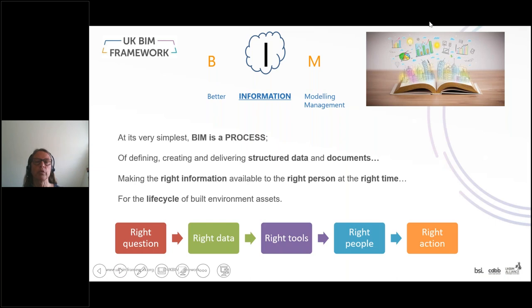I think what we want to do first of all is just to reflect on what BIM is. So I think all of you know now, you're well aware, we're not talking of anything other than better information management. It being a process of defining, creating and delivering structured data and documents, but the purpose of it is to make sure that the right information is available to the right person at the right time to enable better decision making. And this is for the whole life cycle of built environment assets.